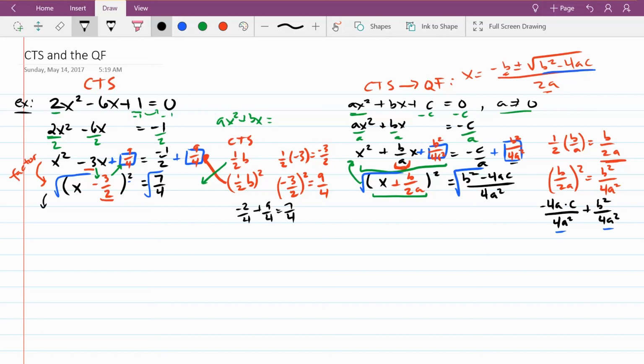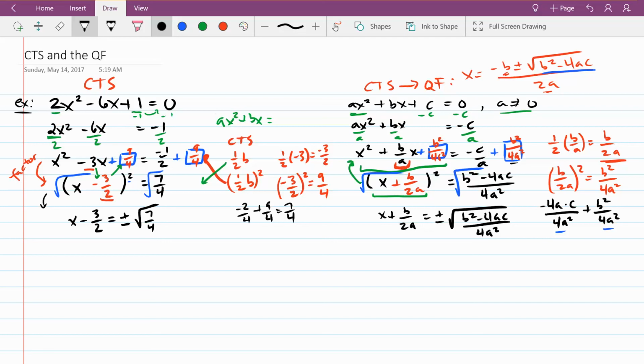So when I square root a square, I'm only left with x minus 3/2 equals, remember, taking the square root of a square when there's a variable, we need to include this plus minus, square root 7 over 4. Looking at the general form, the square root squared: x plus b over 2a equals plus minus square root of b squared minus 4ac all over 4a squared.